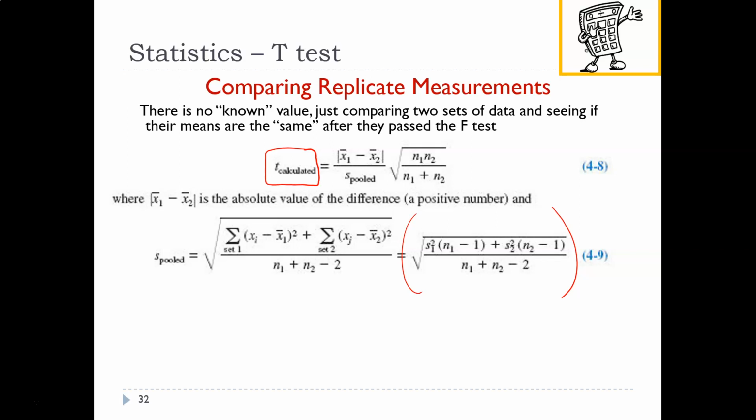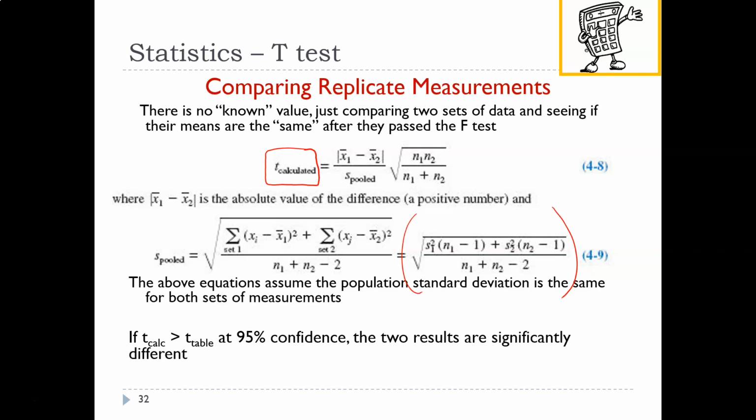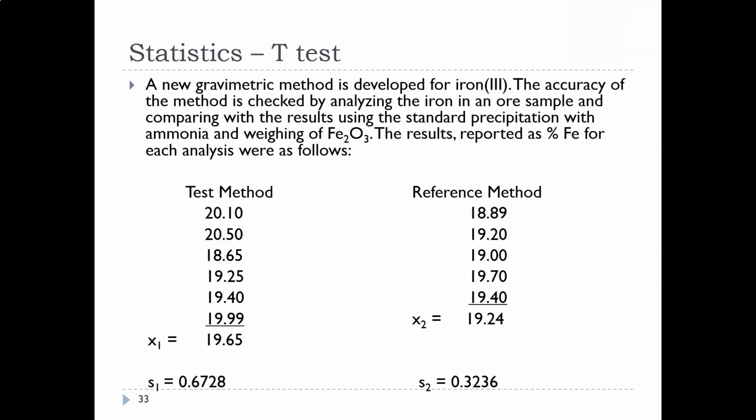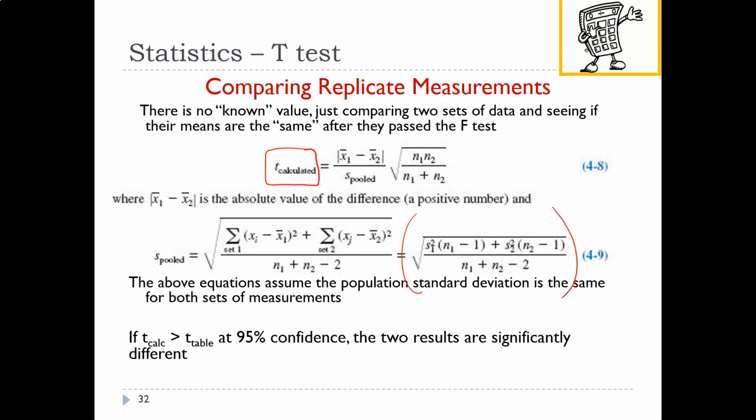Okay, so let's do an example with this, comparing our 2 sets of data. Just like with the f-test, if the calculated value, the t-calc, is greater than the t-table, then they are significantly different. And if the t-calc is less than the t-table, then they are not significantly different.